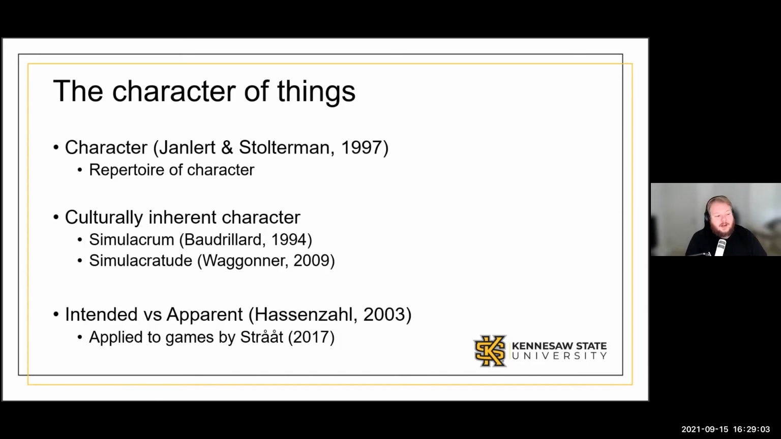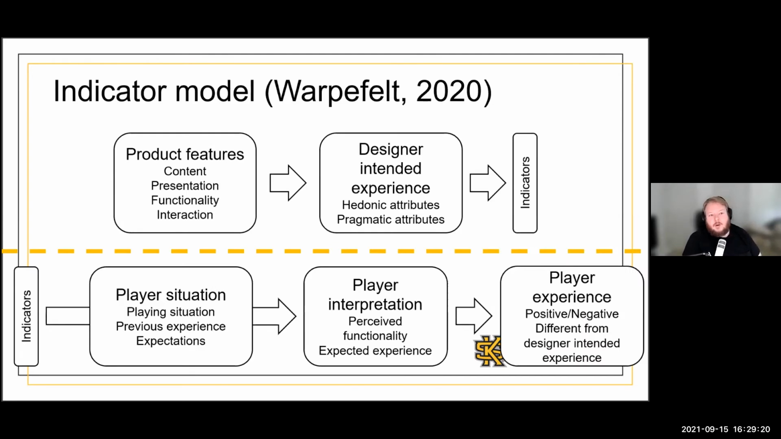And this intended character forms what the designer thought they were making, and the apparent character forms what you as the user are seeing and evaluating from this. I've spun this further, and they're pretty much never the same. I've spun this a little bit into something called the indicator model, where I use these indicators I talked about before, and I bastardized Hassan Saul's theory.